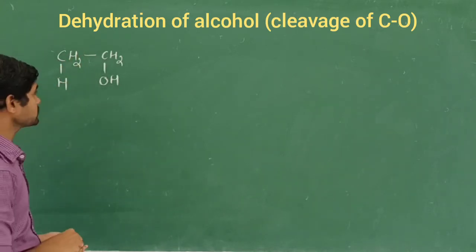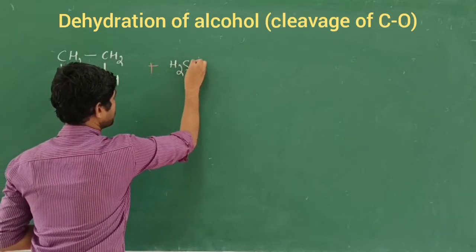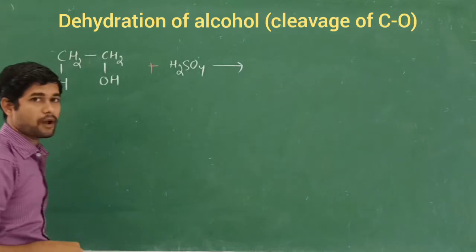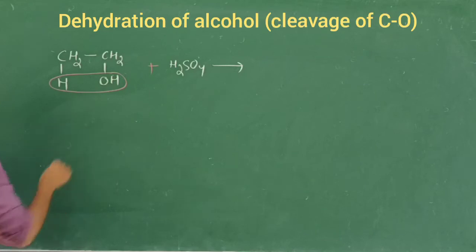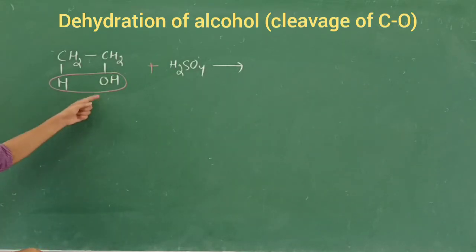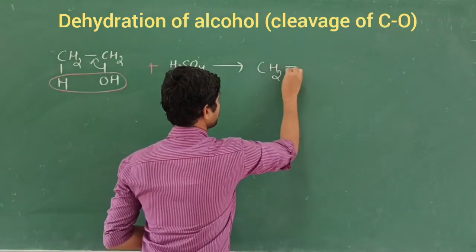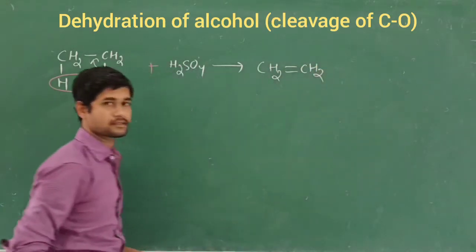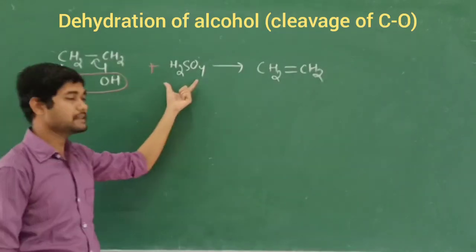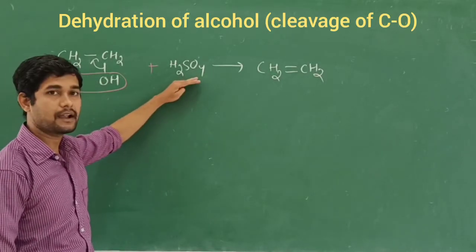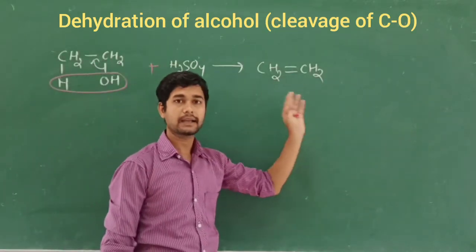When it reacts with concentrated H2SO4, we are going to remove the water molecules, and after this removal of water molecules, we obtain the alkene compound, that is CH2 double bond CH2. Since this acid removes the water molecules, it acts as a dehydrating agent. Dehydration is the removal of water molecules, and we also obtain the alkene compound.